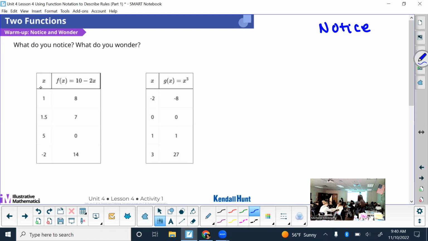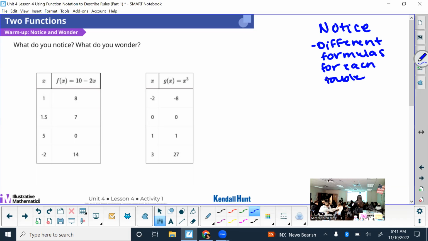Can you really be wrong about things that you notice? So these should be the easy questions, Brian. Okay, different formulas for each table. Anything else that we notice? Hayden, something you notice, anything? There's negative numbers in the tables. Brian?